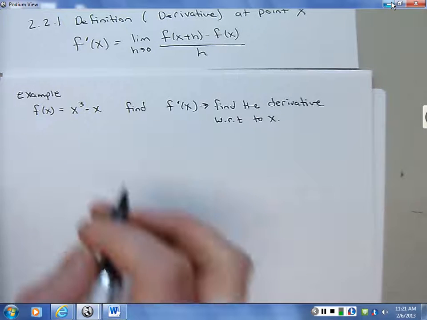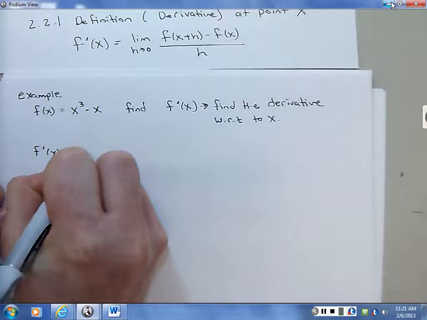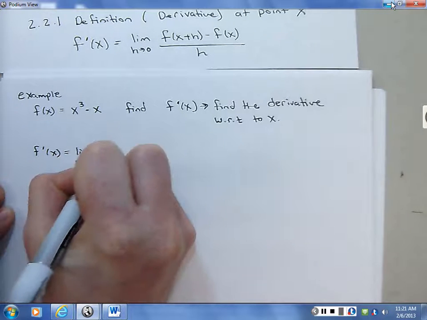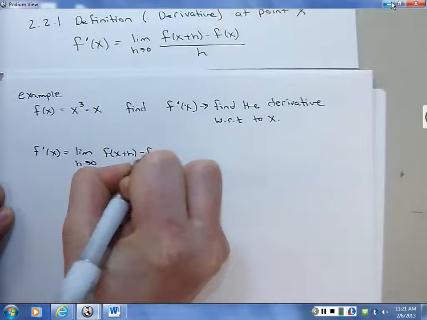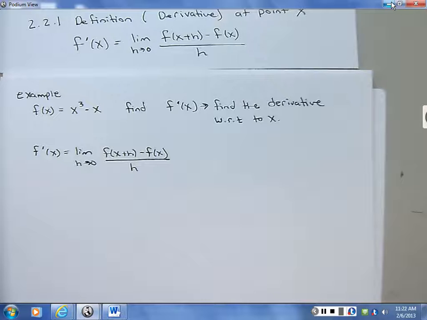Okay, so we learned that the definition of the derivative is the limit as h goes to 0 of f of x plus h minus f of x over h. So what is f of x plus h? If f of x is x cubed minus x, f of x plus h is x plus h cubed minus x plus h. F of x would just be x cubed minus x.